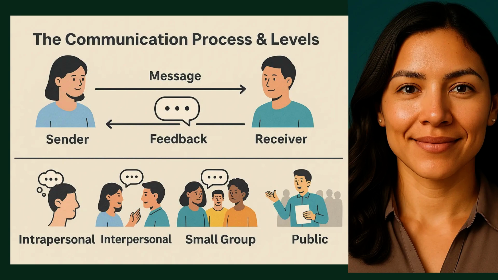The communication process and levels. At its core, communication is a process. It has four key components: sender, the person initiating the message; receiver, the person who gets the message; message, the information being sent; feedback, the receiver's response to the message. Think of it like a text message. You, the sender, type a message to your friend, the receiver. The words themselves are the message, and their reply is the feedback.